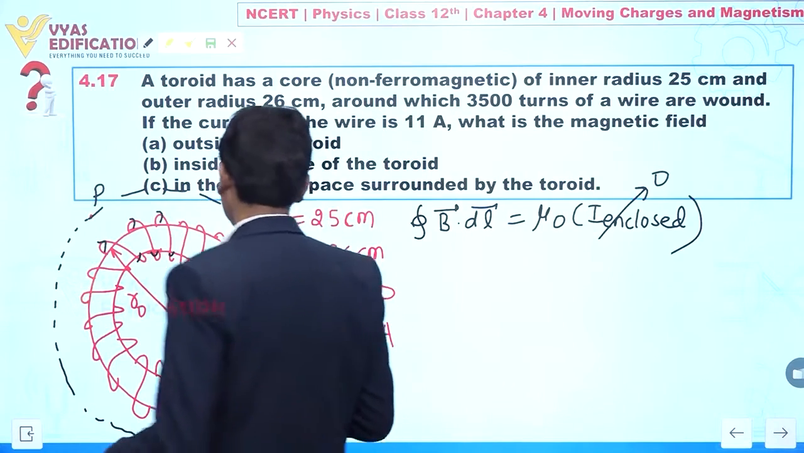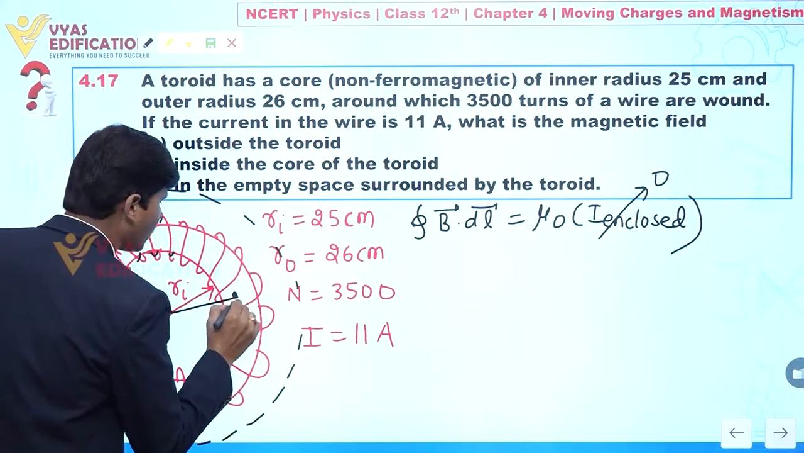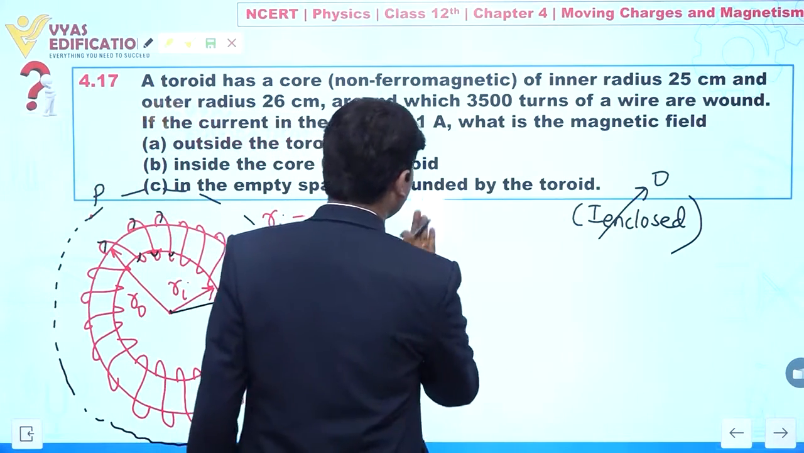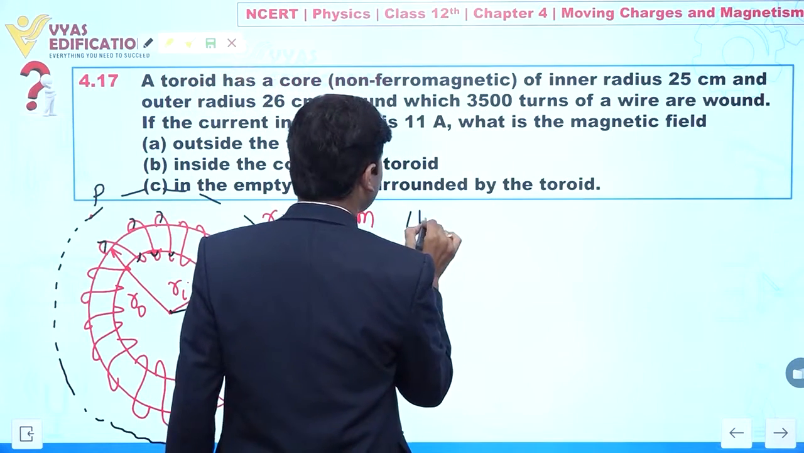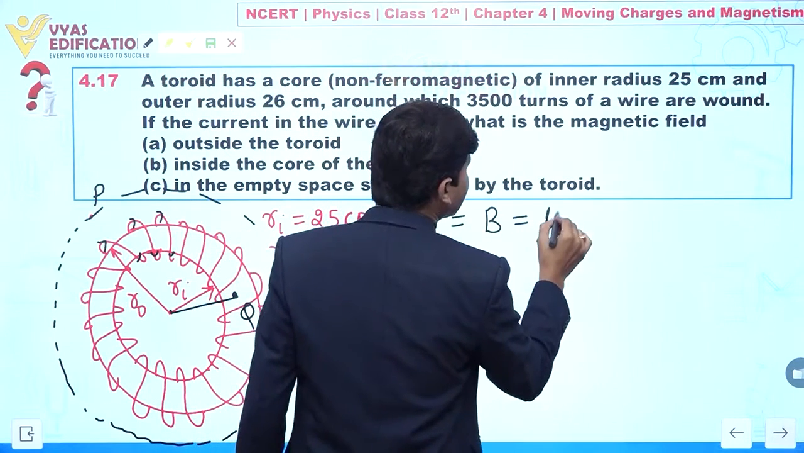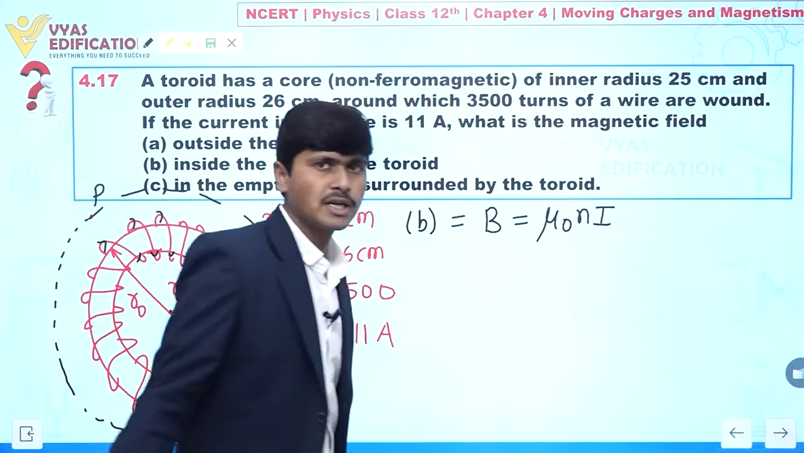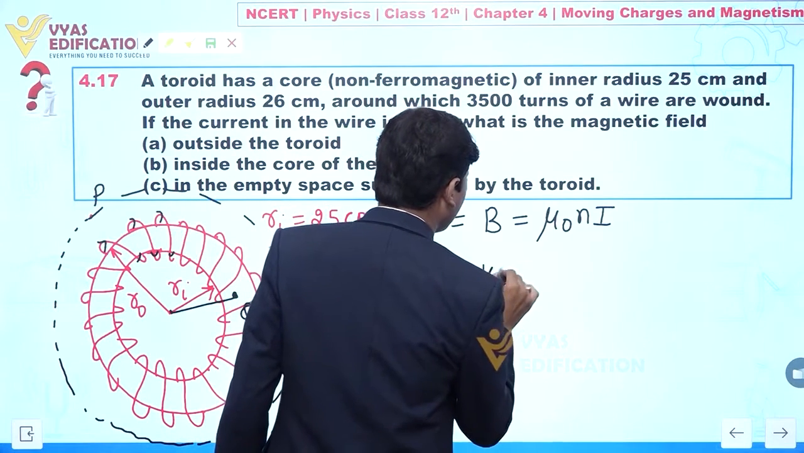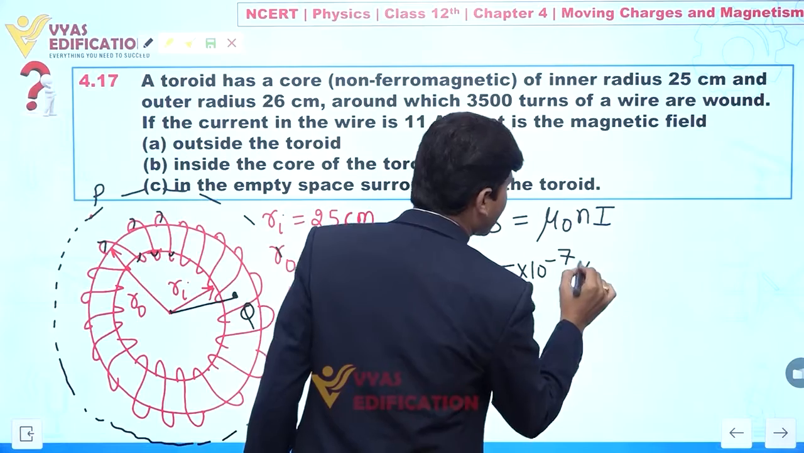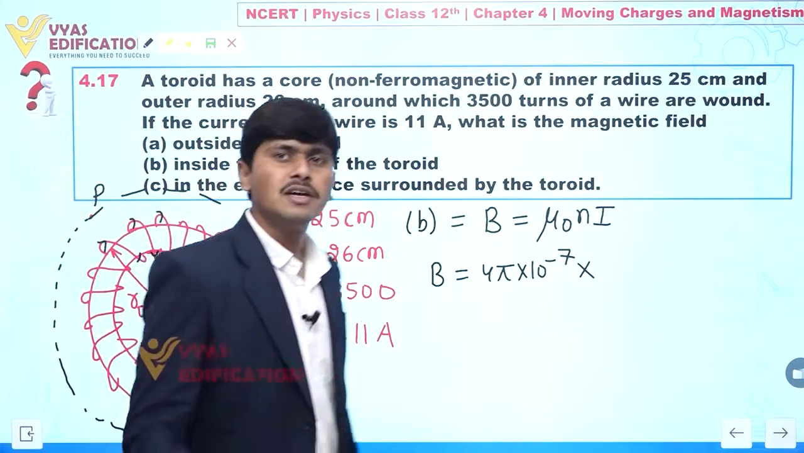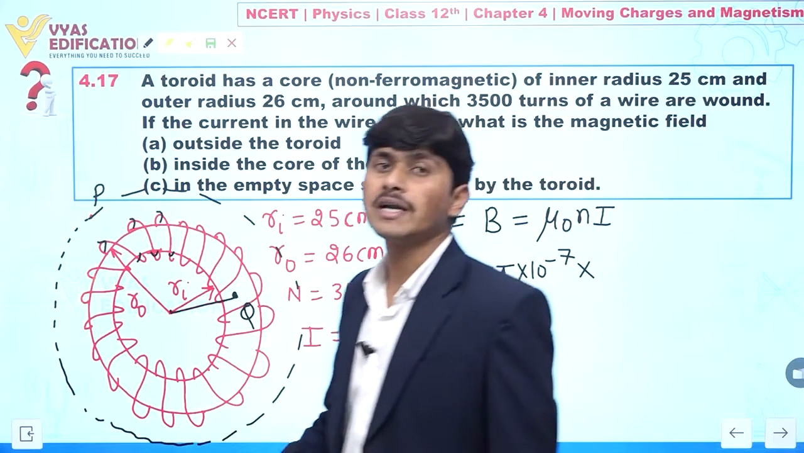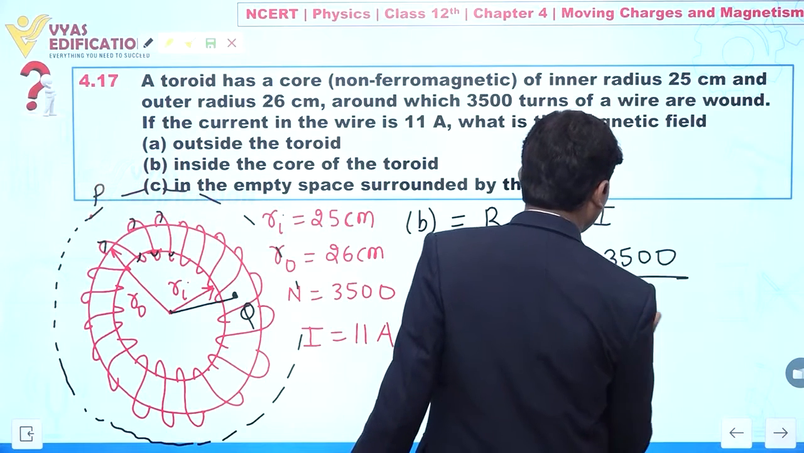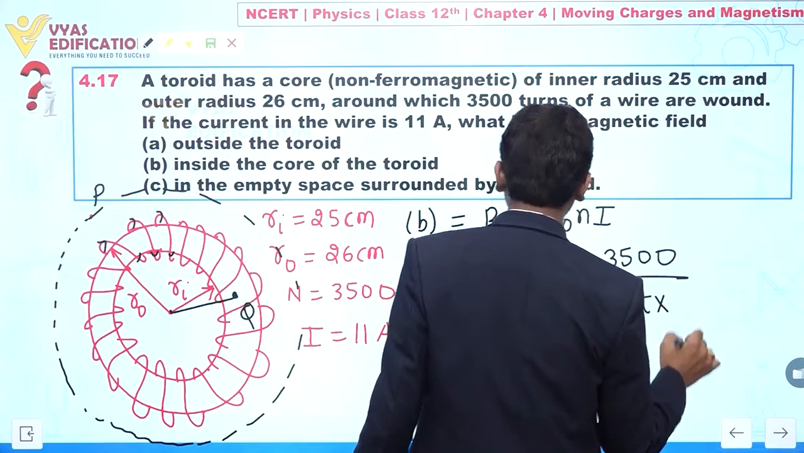Now if we talk about inside the core of a toroid, now we are taking another point Q, and this Q point lies in the core. So definitely you should know the formula. Here we are utilizing this formula: magnetic field inside a core is given by mu naught N i, clear. So B equals mu naught, the value of mu naught we know, this is 4 pi into 10 to the power minus 7, multiplied by small n, very very important. Here we will write number of turns per unit length: number of turns is given to you 3500, per unit length you have to write 2 pi multiplied with r, clear.